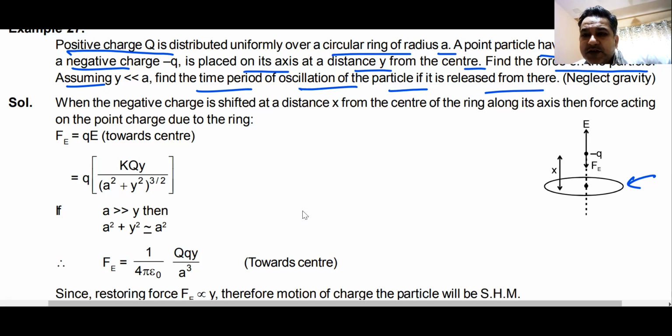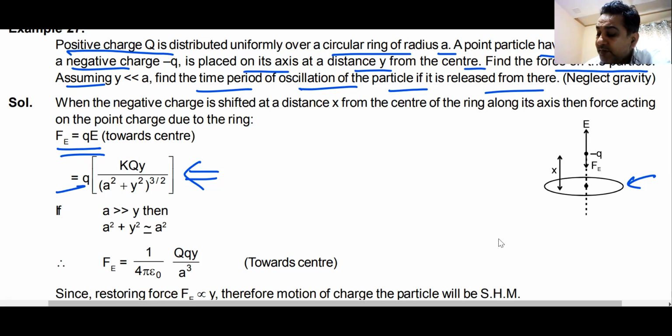The mass is not given here. So you will assume that the motion is taking place in a space where there is no gravity. So the mg factor, you can assume that it is not there. So you can only find out the forces due to the electrostatic field, or electrostatic forces. The force acting will be Q into E. So this is the formula that they have used. That is the original formula, kQy upon (a square plus y square) raised to the power 3 by 2. That is the electric field, multiplied by the charge Q, gives the force on the charge.